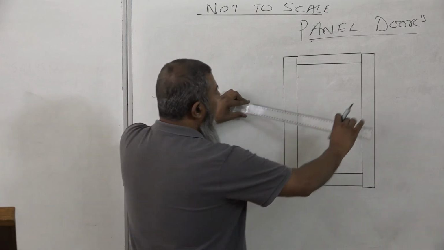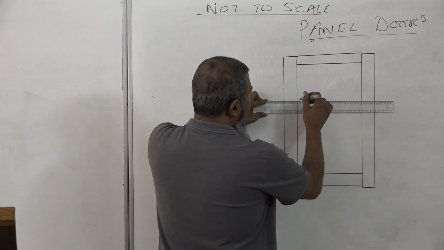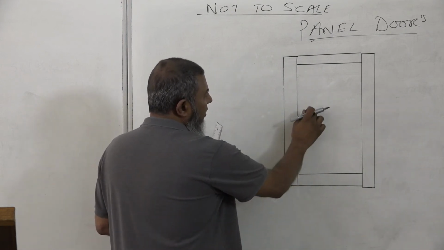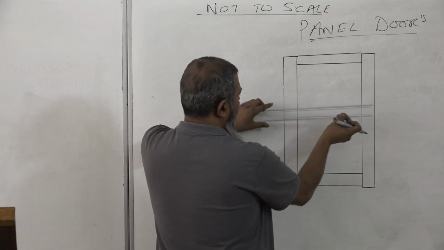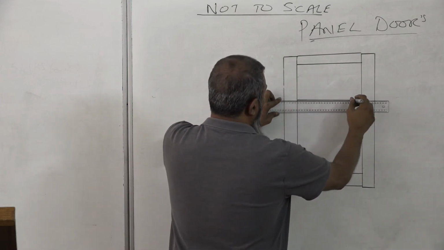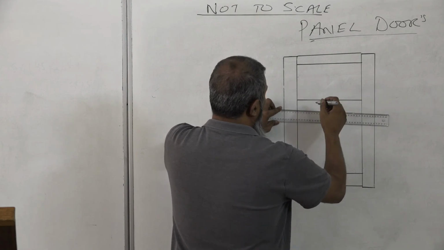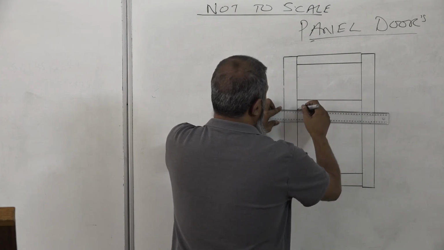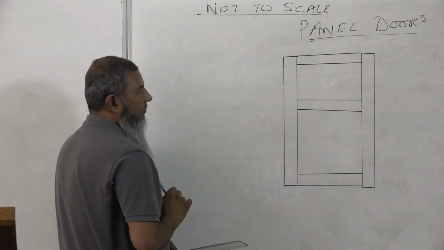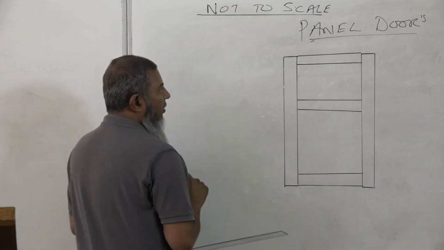Okay. Then we have our lock rail. Now let's say they give us a high lock rail. Let's say the lock rail is 1.3 meters from the bottom rail. So let's draw 1.3 meters from the bottom rail. So we can see this is more than half. Okay, so there's a lock rail.